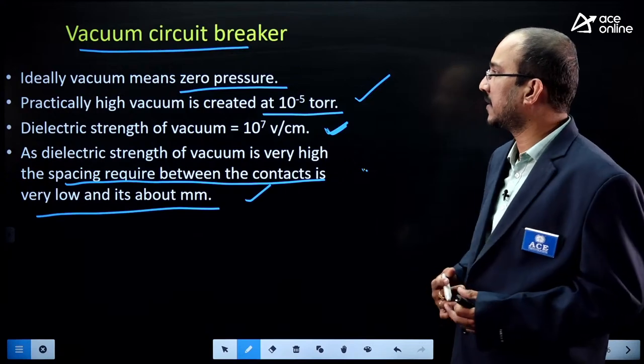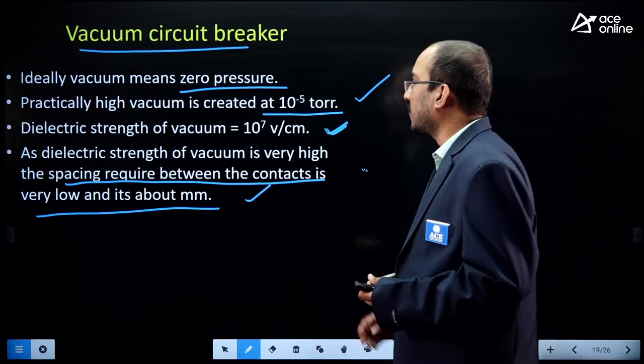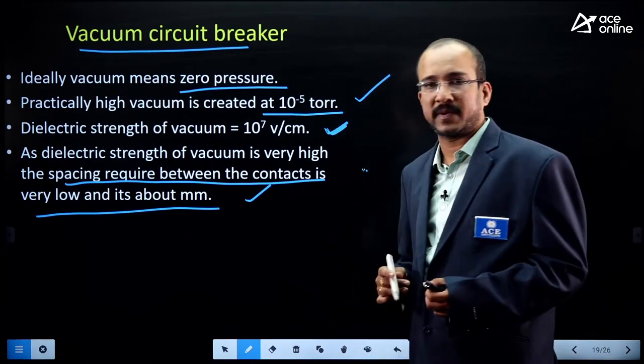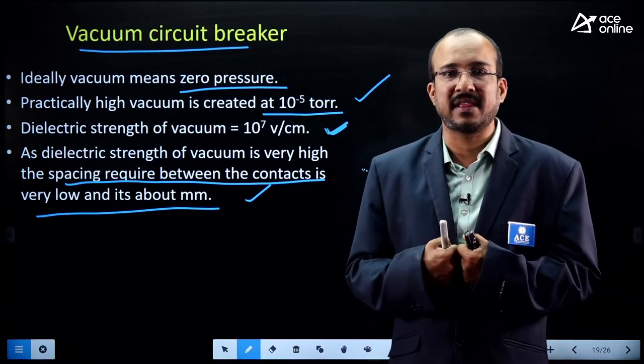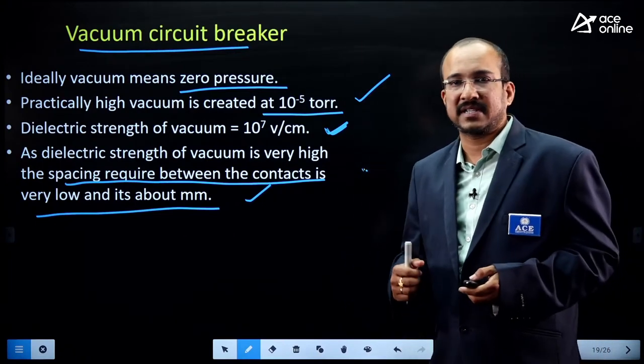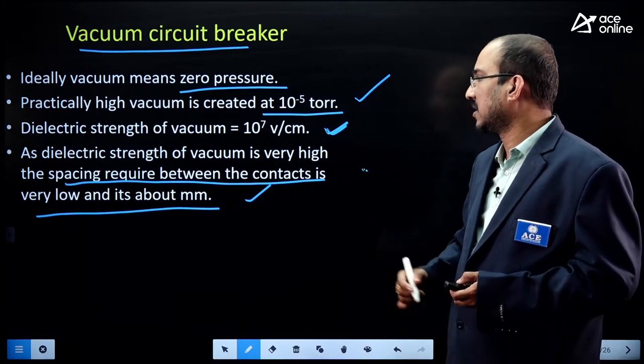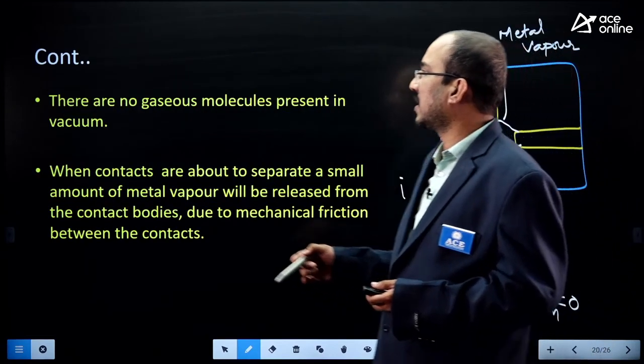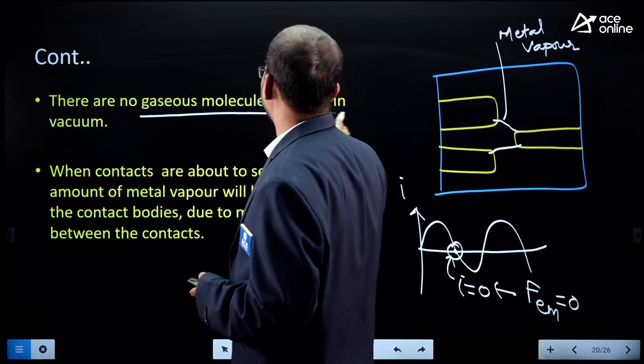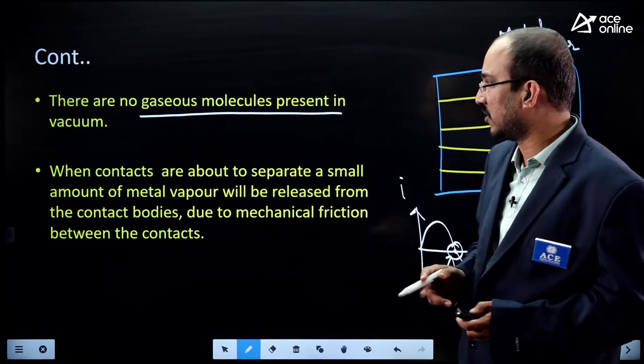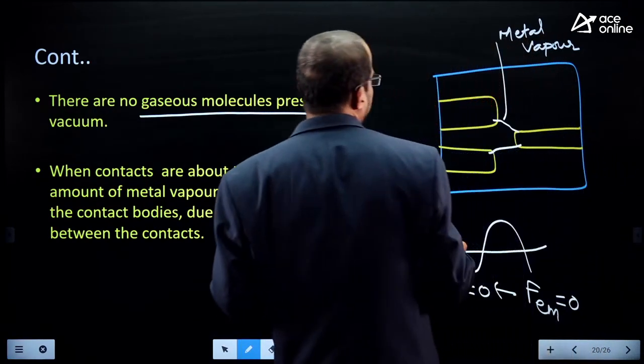Vacuum will be created. So here the dielectric strength of vacuum is around 10,000 volt per centimeter, very high dielectric strength. So the spacing between the contact separation will be very less. Now if you observe, there are no gaseous molecules present in the medium of what? Vacuum.